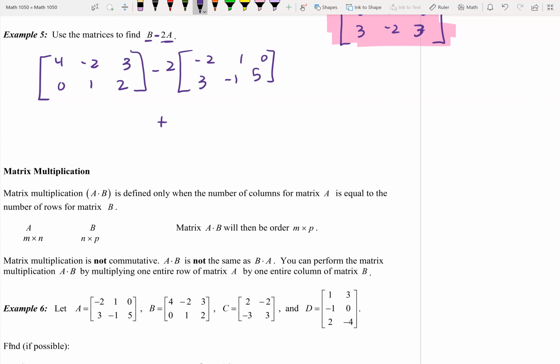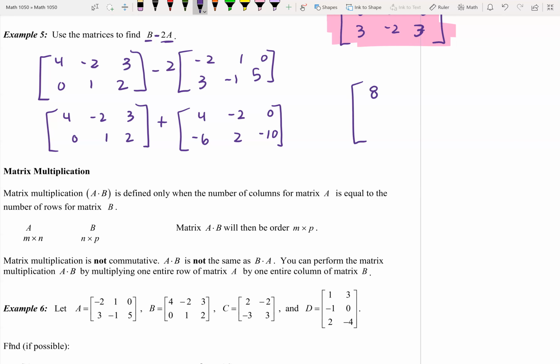So remember, the only thing that I want in the middle is a plus. So write down your first matrix and don't change it. Distribute a -2 and you get 4, -2, 0, -6, 2, -10. And now I just combine these. So 4 and 4 gives me 8, -2 and -2 is a -4, 0 and 3 is a 3, 0 and -6 is a -6, 1 plus 2 is 3, 2 and a -10 is a -8, and I'm done.